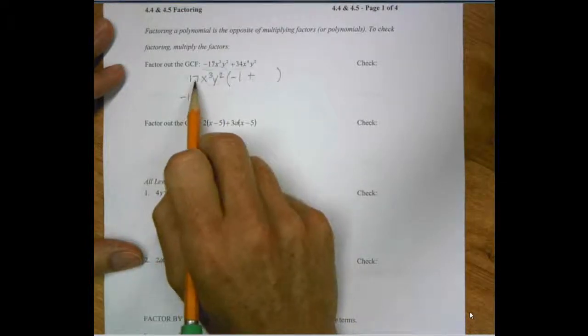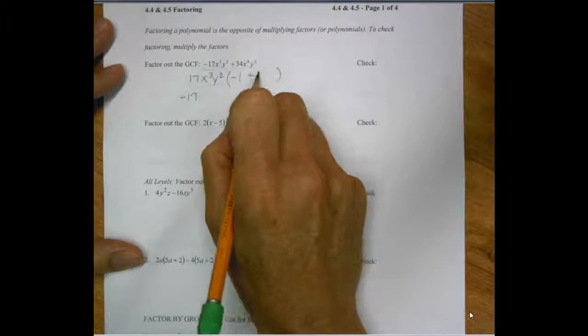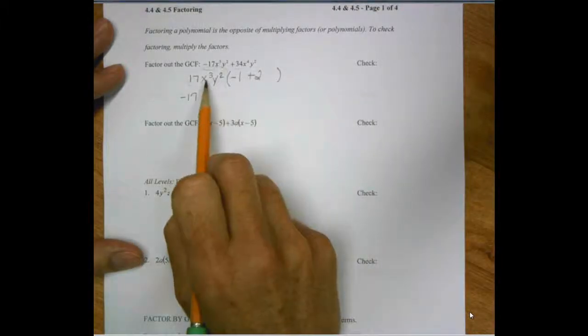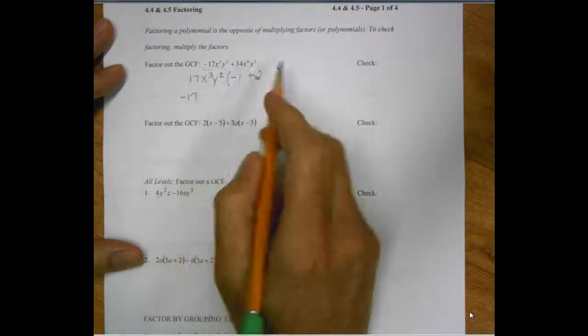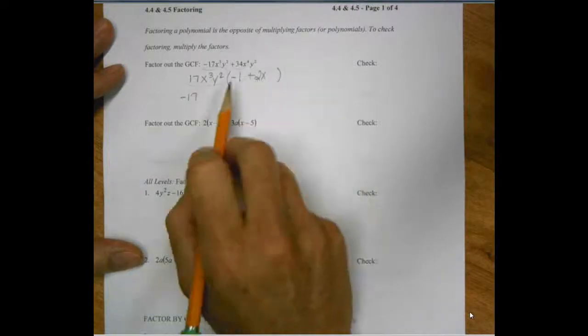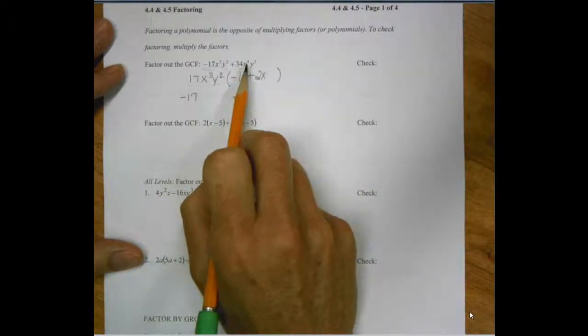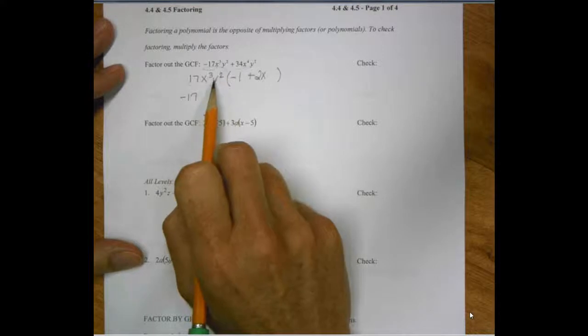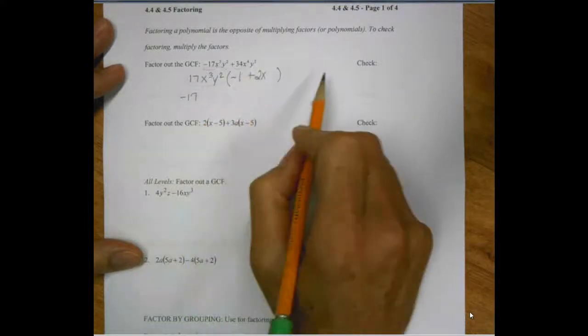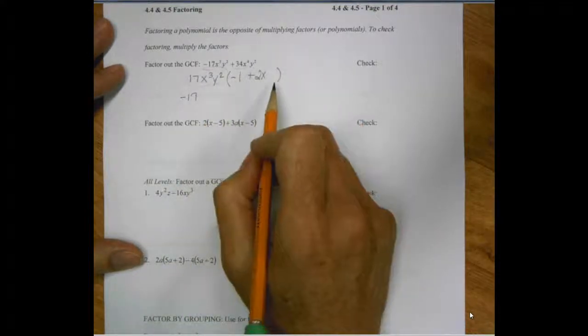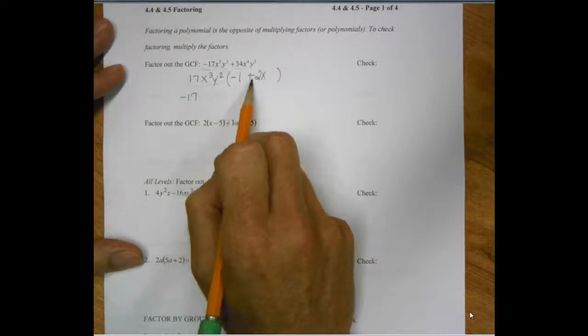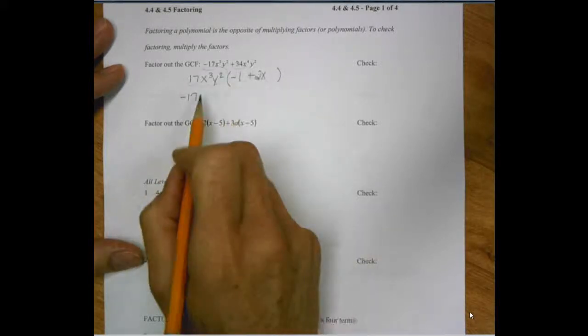And I know 17 times 2 is going to give me the 34, so I need a 2 in there. X cubed, I need to multiply by just a plain old x to get that first variable, the x. And then the y squared is the same on both, so I don't need to have a y in there at all. So it's negative 1 plus 2x inside the parentheses.